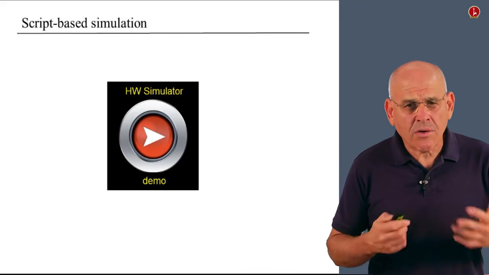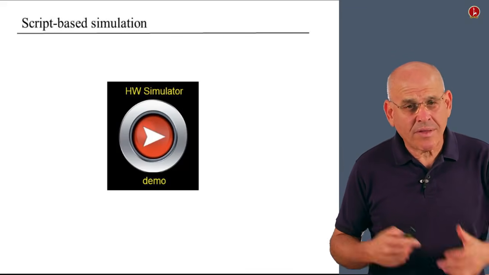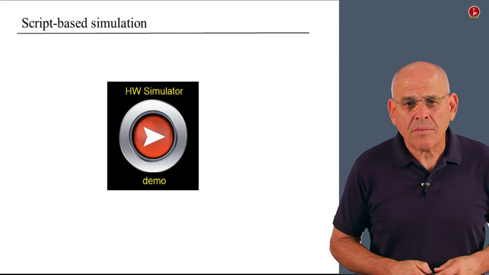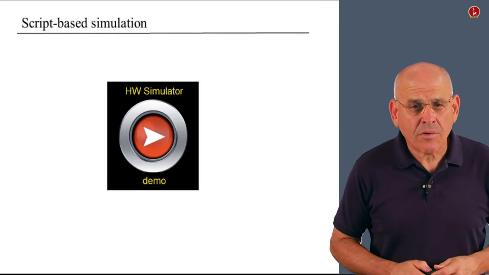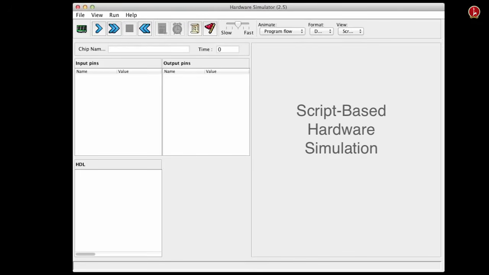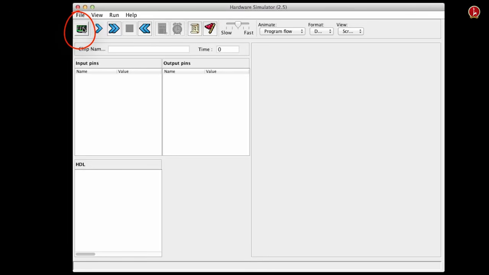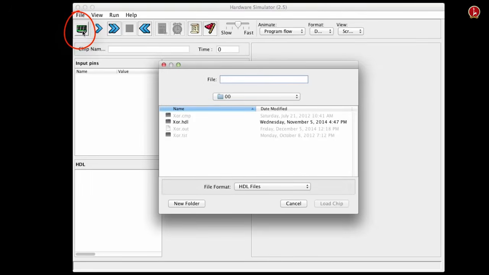And here is also a demo of the same thing with an actual hardware simulation session. We will now show how to use the hardware simulator in order to test an HDL program using a test script. So the first thing that we can do is load the HDL program into the simulator. Let us choose the same XOR HDL chip that we used before.